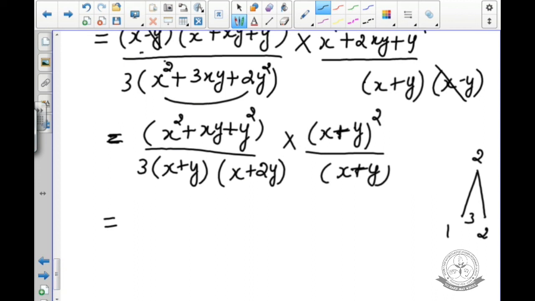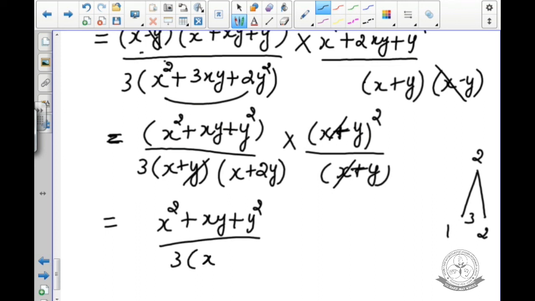Next, here also I am going to cancel the terms. That is, first x plus y the whole square, and here also x plus y the whole square. Here we have x plus y, and here we have another x plus y. So this term will be cancelled, because if we multiply the denominator, we will get x plus y the whole square. So these two terms will be cancelled, right? So the remaining term is x square plus xy plus y square divided by 3 into x plus 2y.